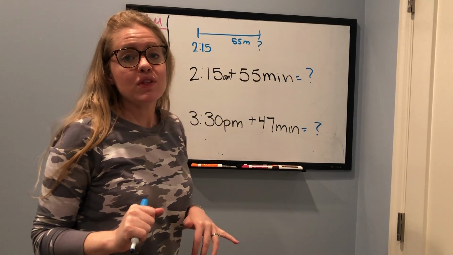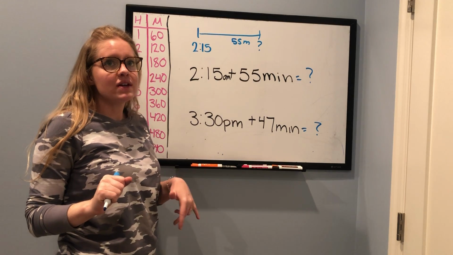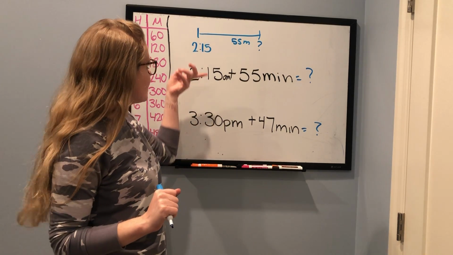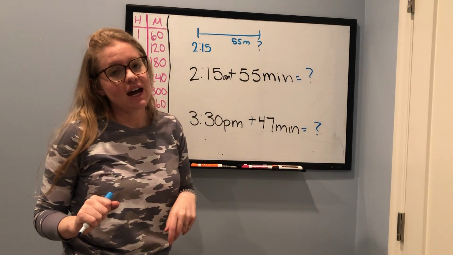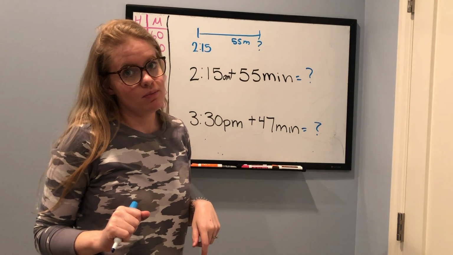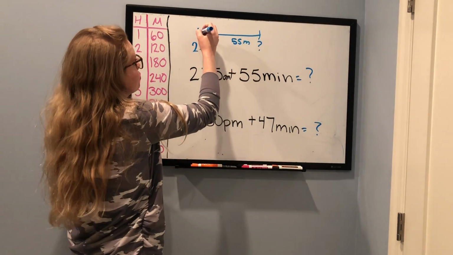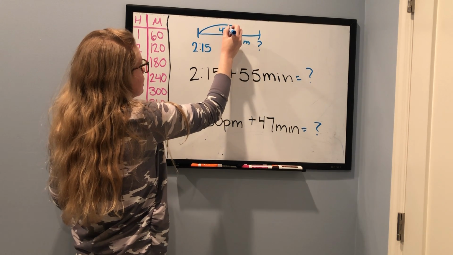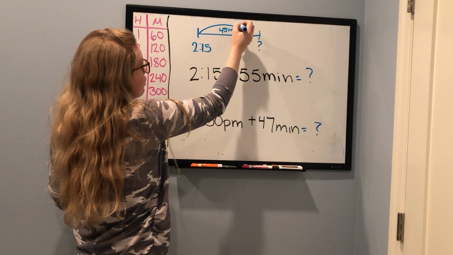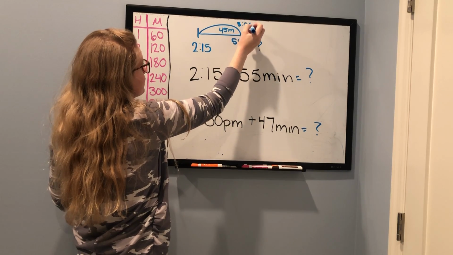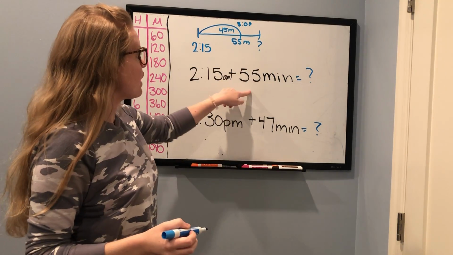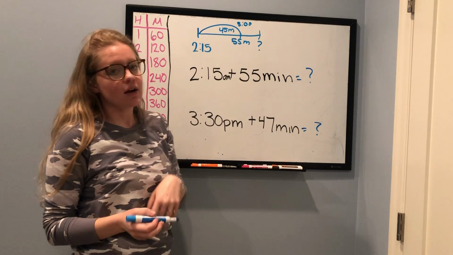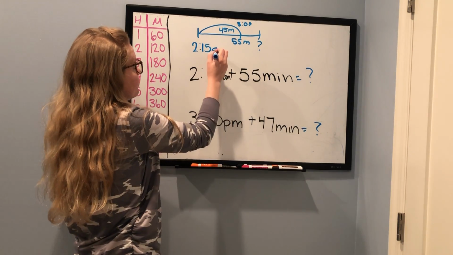I know that there are 60 minutes in an hour, so to get to the next hour or 3 o'clock, I would have to add 45 minutes. So that would be my first jump. And I'm at 3 o'clock, okay? So if I add 45 minutes, I'm at 3 o'clock a.m.